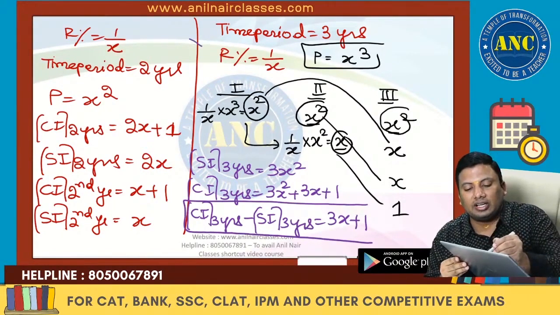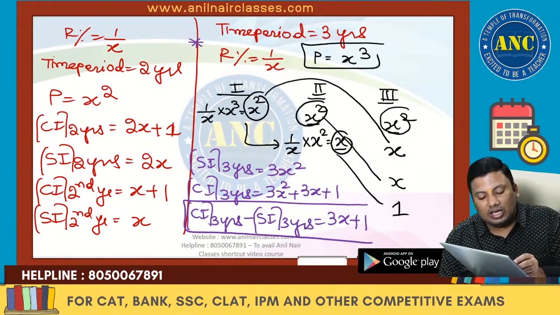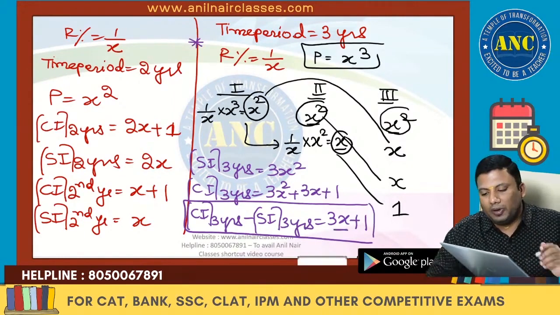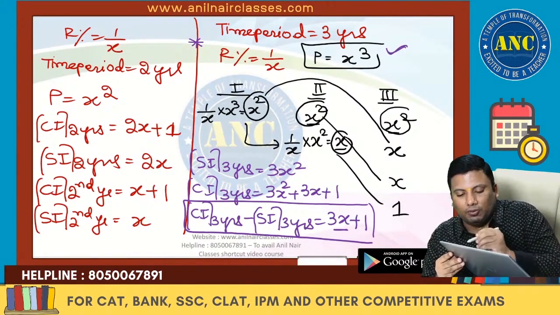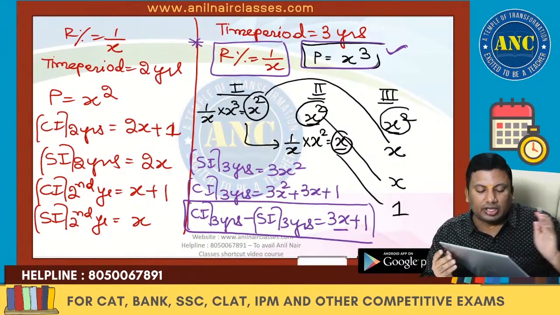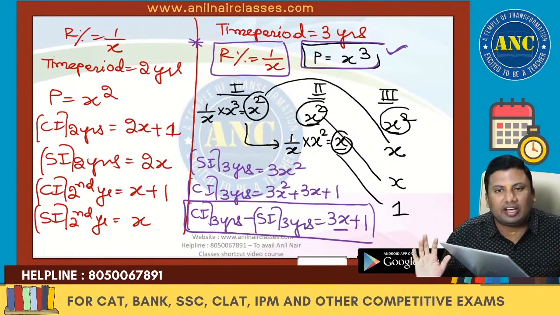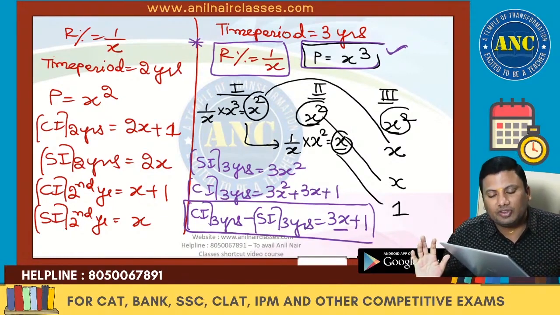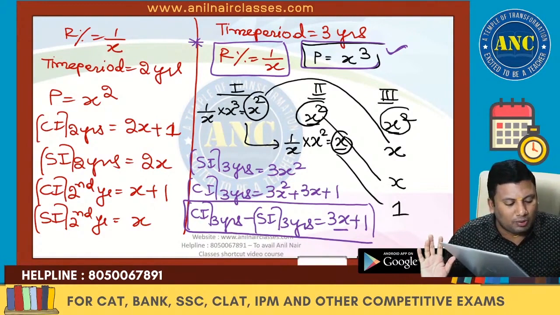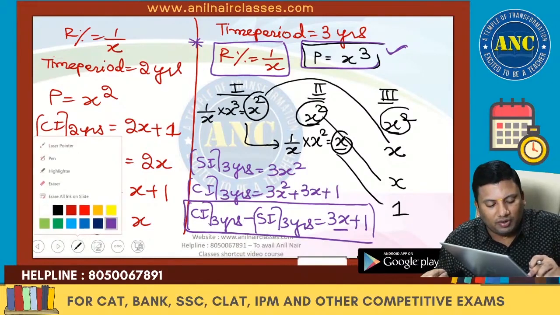If R percentage is 1 by x, CI for 3 years minus SI for 3 years is 3x plus 1, then principal is x cube. These three are important. R percentage is 1 by x, P is x cube, CI for 3 minus SI for 3 is 3x plus 1. Anything can be given, sir. Please make a note of it. R percentage 1 by x, P is x cube, CI for 3 years minus SI for 3 years is 3x plus 1.